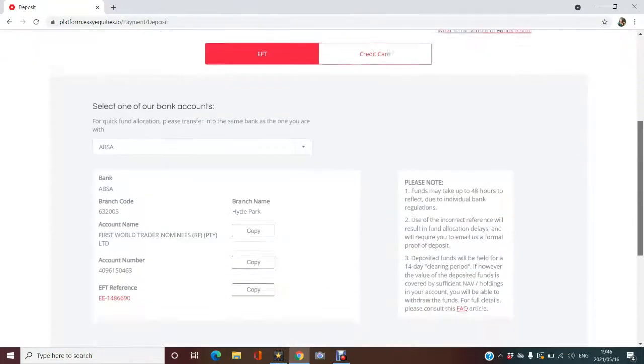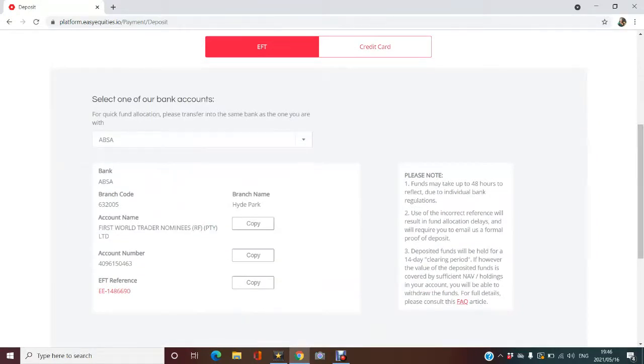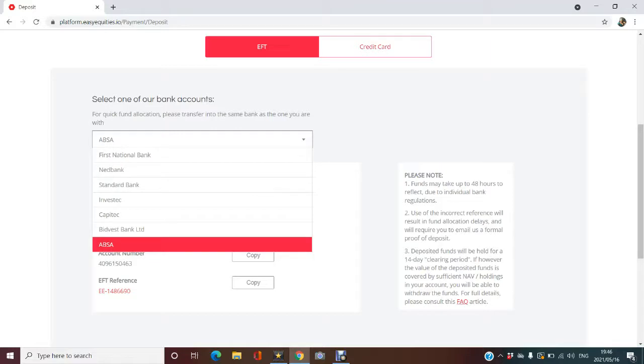It's easy. So they've got the account details. So don't go around putting money in EasyEquities using accounts that are not on EasyEquities. Don't let people tell you that you can put in this account. No, use the accounts that are on EasyEquities. For Absa users, that's the account. So there's a drop down here where you can actually see different bank accounts for different banks, right? Then you select the bank that you bank with.